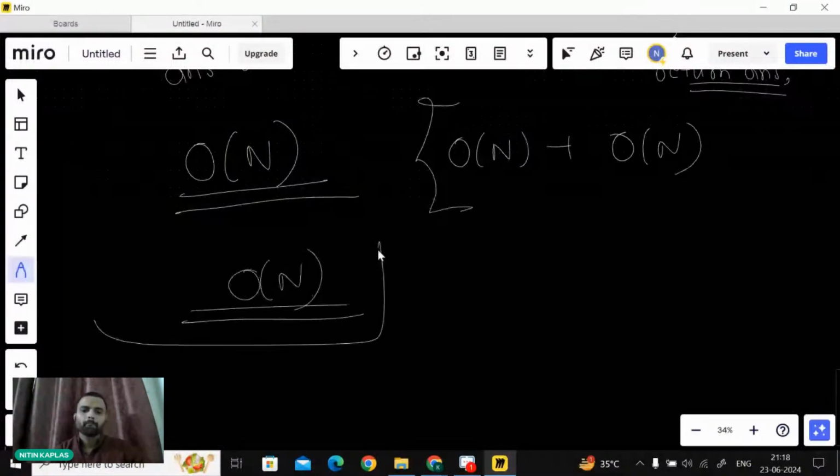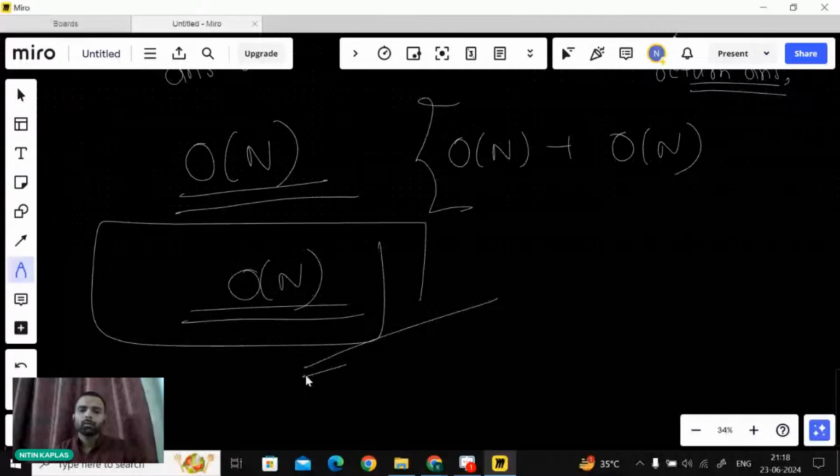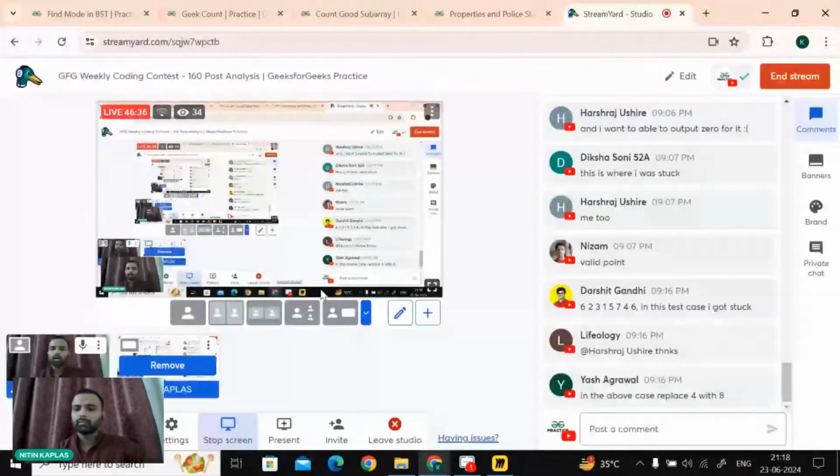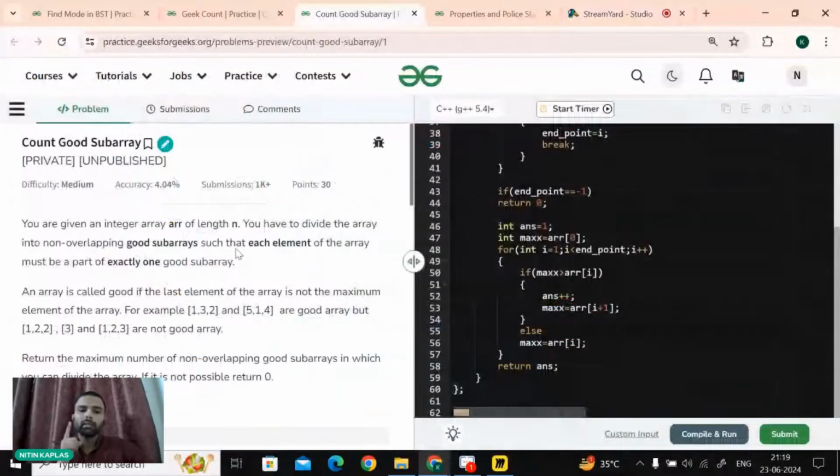So yeah, that's the approach to solve this. Hope you understand this case. This is the point where I think most of you are stuck. This is the main issue, such that each element of the array must be part of exactly one good subarray. That's the issue while we are solving the question.